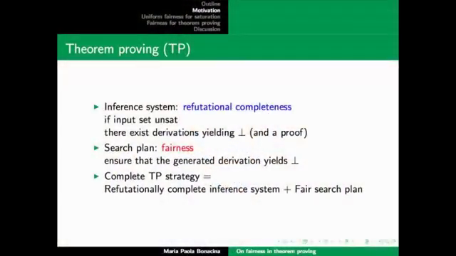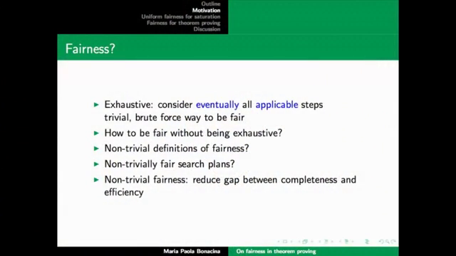Now, let's see, for instance, in theorem proving. In theorem proving, the completeness property we want to have is refutational completeness. If the input set is unsatisfiable, we want the inference system to generate derivations that arrive at the empty clause, and therefore at a proof. The search plan needs to be fair, meaning that the generated derivation should reach the contradiction. And therefore, a complete theorem proving strategy will be given by a refutationally complete inference system and a fair search plan in this sense. Now, the topic of this talk is fairness.